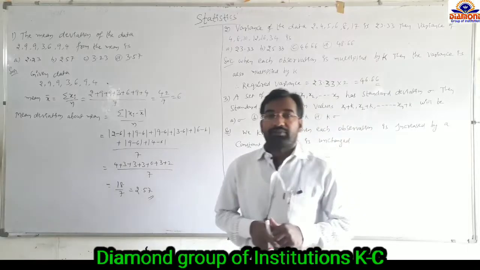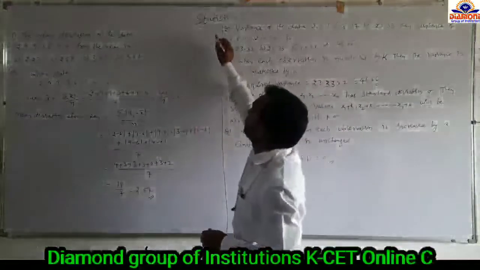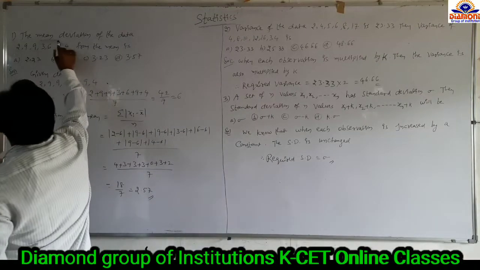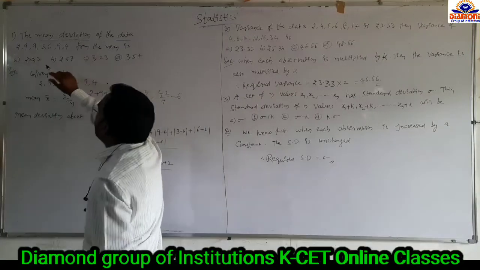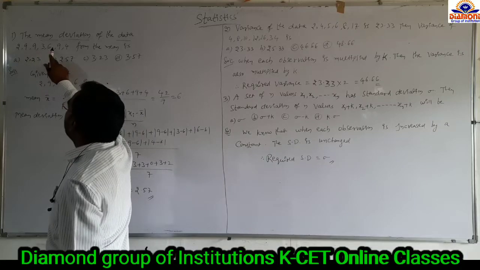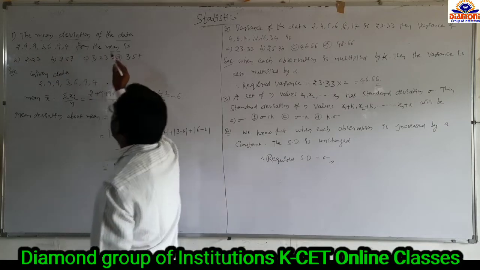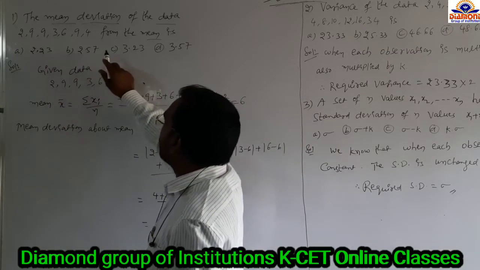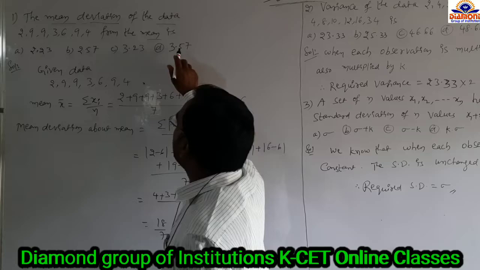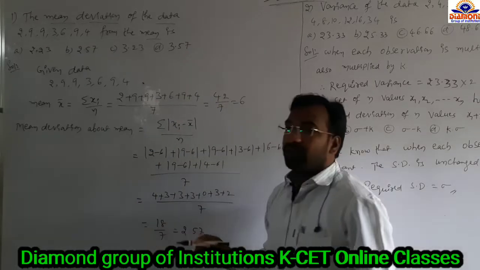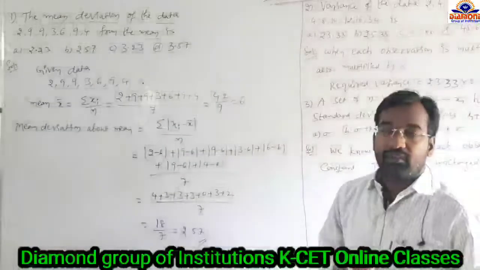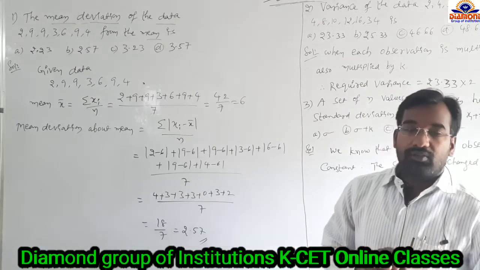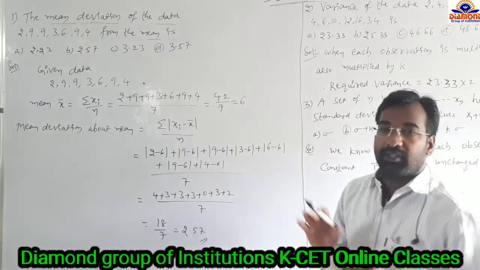Today we discuss the chapter Statistics. See the question first. The mean deviation of the data 2, 9, 9, 3, 6, 9, 4 from the mean is: option A 2.23, option B 2.57, option C 3.23, option D 3.57. Here, for the given observations, you have to find the mean deviation about the mean. So first you find the mean of the given data.